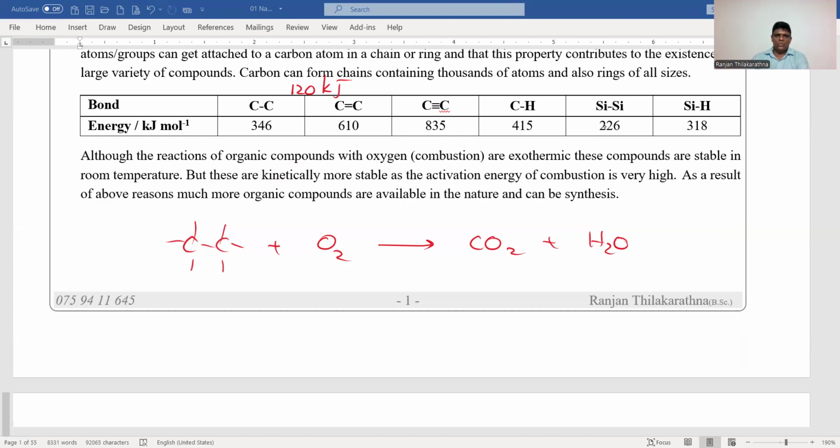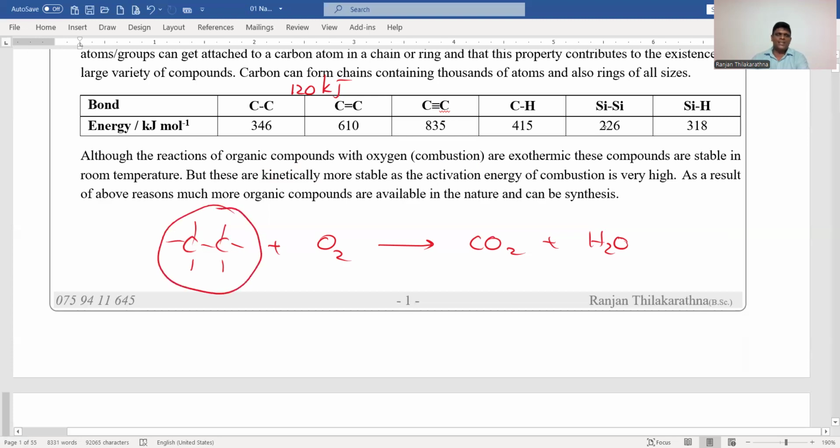That's why we use it in the gas cylinder. It contains propane and butane. Then when we burn them, it gives us energy. It means the organic compounds are not stable thermodynamically, but they are kinetically very stable. That means to burn this, we have to give some amount of energy. Without giving energy, those compounds may not ignite.